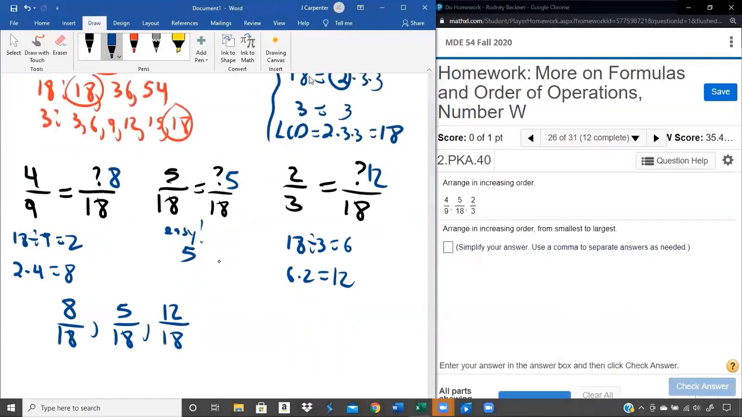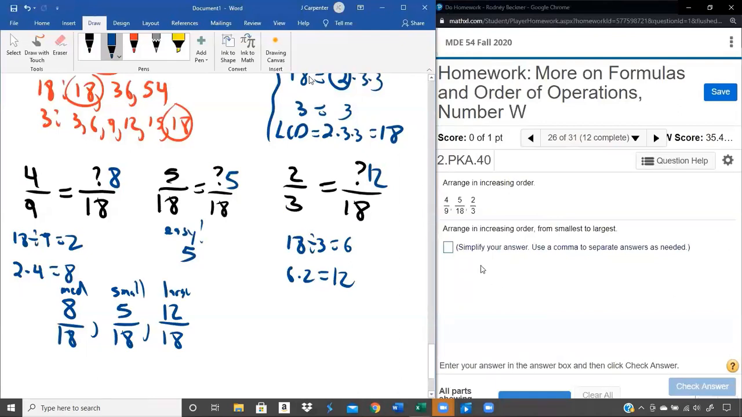Yes, 2 of these reduce, but if you reduce them, you're walking in a circle. We were supposed to build these up so we could have added or subtracted them if they asked us to do, which they didn't. We just wanted to order them in increasing order, so smallest to largest. The bottoms are all the same, so all we got to do is compare the tops. So this is the smallest, 5. 8 would be the middle, the medium, and 12 would be the largest.